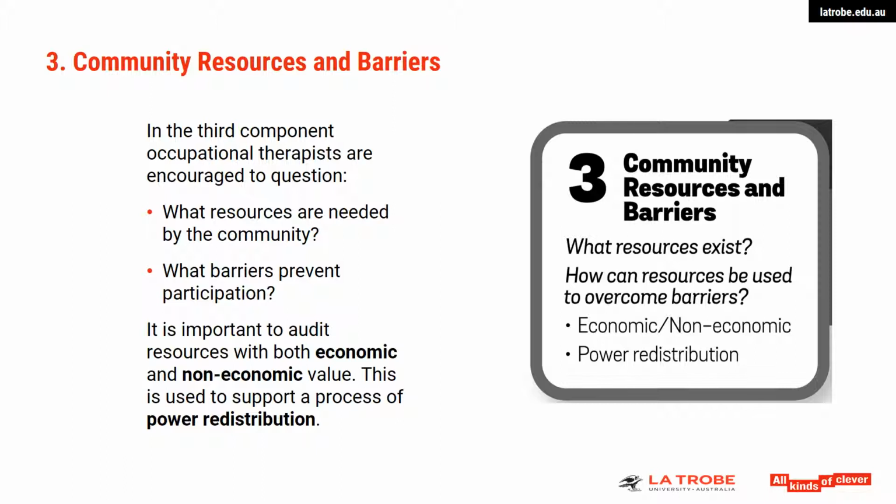In the third component, occupational therapists are encouraged to question what resources are needed by the community and what barriers prevent them from participating in their shared occupations. It is important that you audit the resources with both economic and non-economic value. Non-economic resources might include cultural identity or cultural traditions. It is important that you support a process of power redistribution, which means you support the community to access the different resources that they need to participate. The community will identify these. These might include things like information and education or equipment.